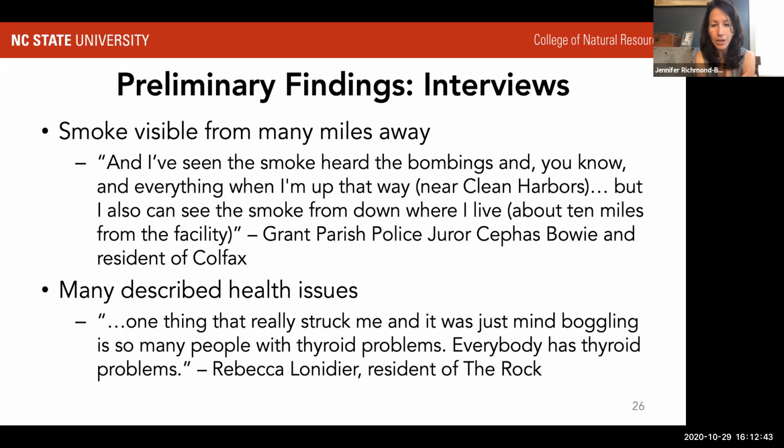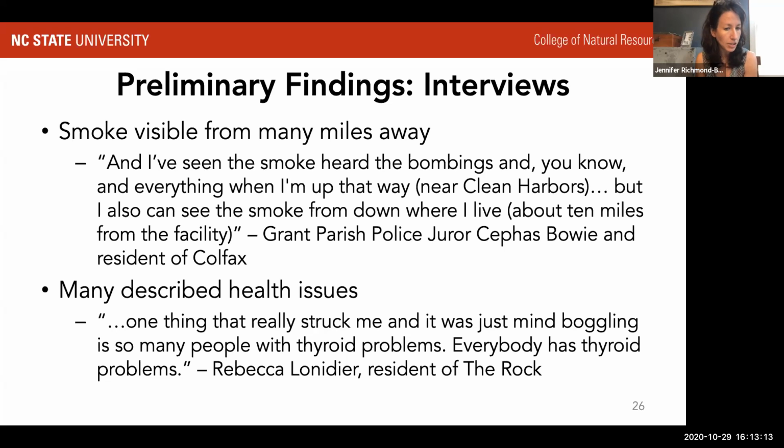We hear from Grant Parish police juror Cephas Bowie. Police juror, by the way, is kind of like the same thing as a county assembly person. And he said, quote, "And I've seen the smoke, heard the bombings, and everything when I'm up that way near Clean Harbors. But I can see the smoke from down where I live, about 10 miles from the facility." So he's basically saying that he's seeing the smoke where he is.